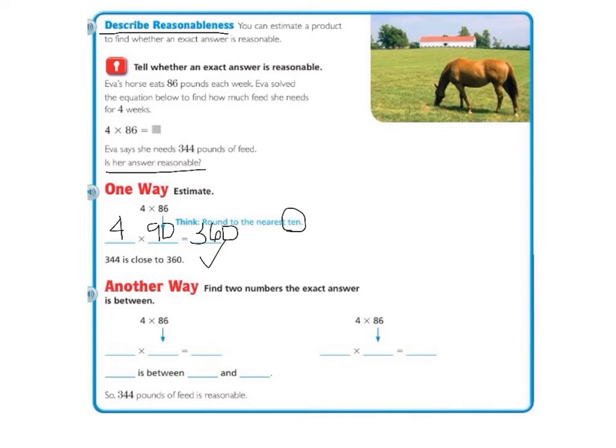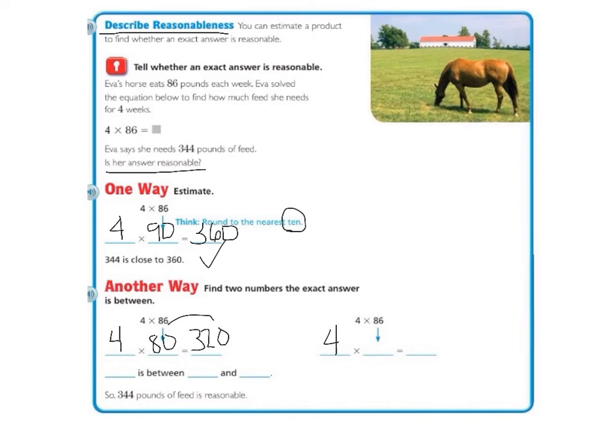Let's try this again, and let's practice having a high estimate and a low estimate, just like we did on the page before. So our 4 is going to stay the same, and we're going to round 86 to 80, because we're rounding down for a low estimate. 4 times 8 is 32, and then add your 0 back on, so it's 320. So 320 is our low estimate.